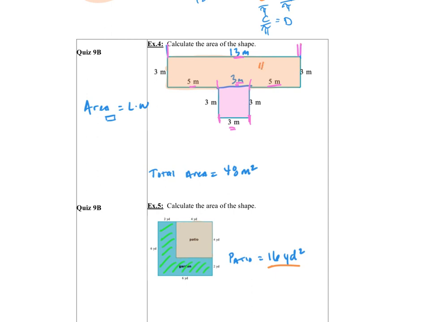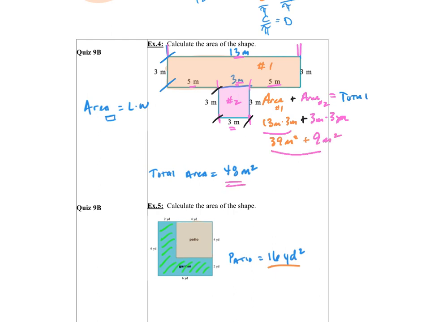So I'm going to call this rectangle number 1, and I'm going to call this rectangle number 2. So I'm going to take area of number 1 plus the area of number 2 is going to equal the total area. Okay, so now I'm going to look at this and say, well, that's a 13 by 3, right? So the area for number 1 would be 13 by 3, and the area of number 2 is a 3 by 3, right? So that's going to be 3 meters times 3 meters. So this gives me 39 meters squared, and this next one gives me 9 meters squared. 39 plus 9 is 48 meters squared.